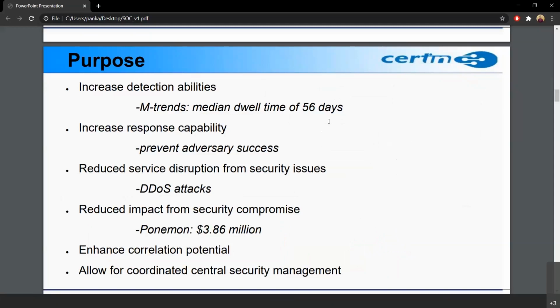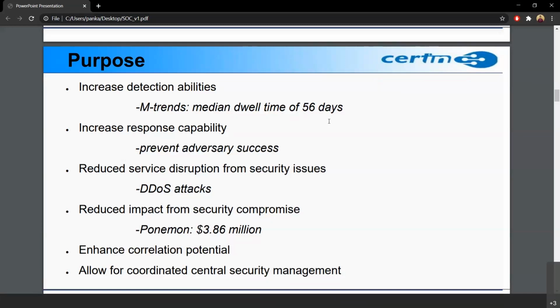So let's come on to the purpose of a SOC. Just as I told you, we have to detect any breach or any security incident. So a SOC is made for increasing the detection abilities. According to the Mandiant report, the median dwell time is 56 days. This basically tells us that if a breach has occurred, it takes 56 days to identify that a breach has occurred.